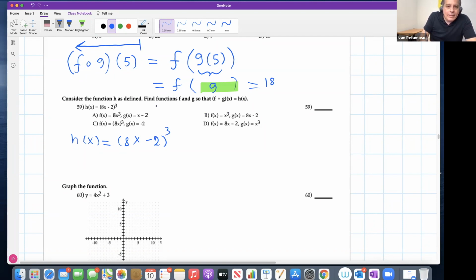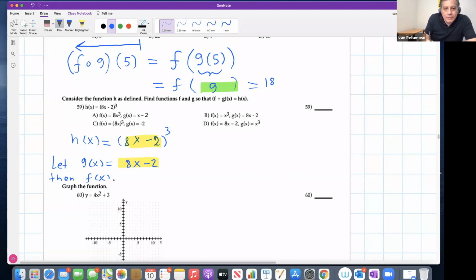And I gave you a very nice hint. I said, if you're looking for a function f and g such that f composed with g is this guy, the hint was take as your function g whatever is inside, right? So let g of x be this guy, the inside function. And therefore, once you do that, the outside function is completely determined.